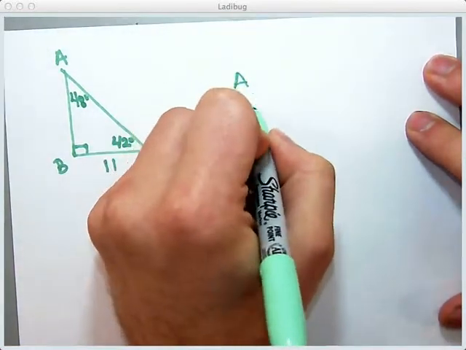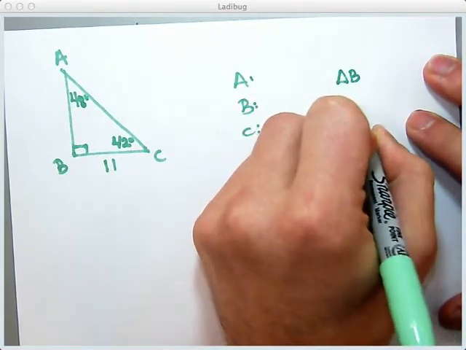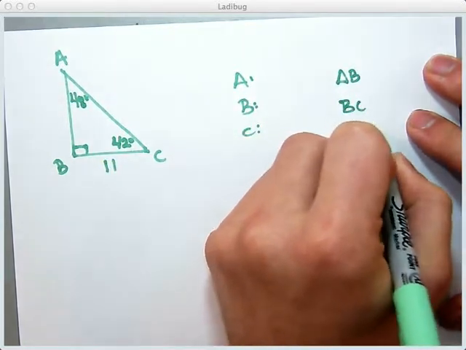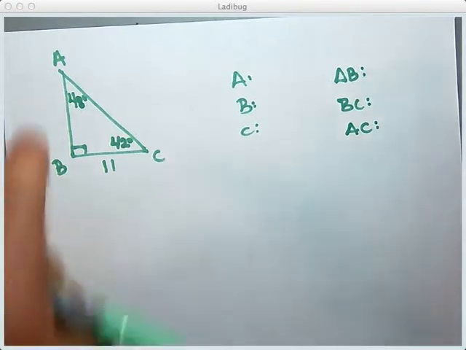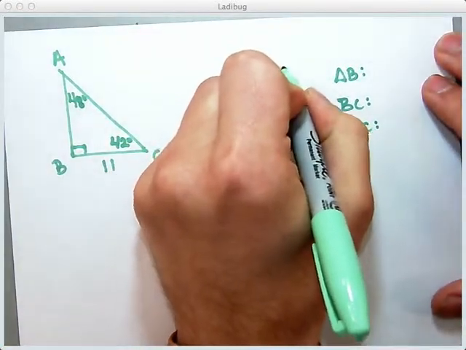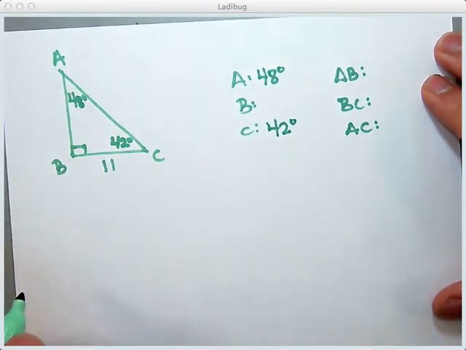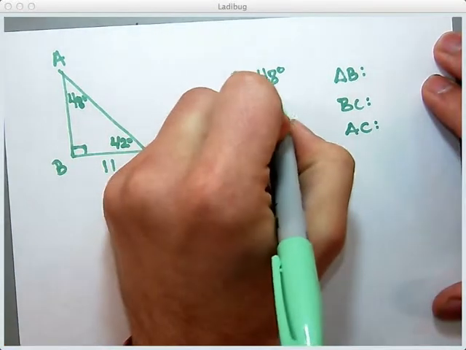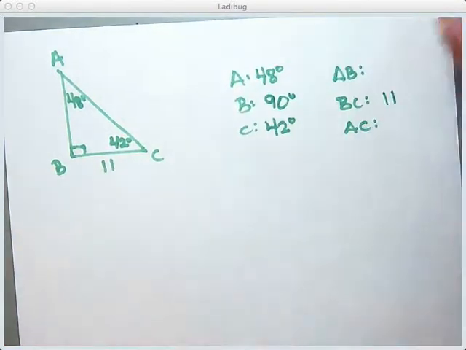I have A, B, and C. I have AB, BC, and AC. That's all the information I'm looking for. And so let's just fill in the things we know. I know angle A is 48 degrees. I know angle C is 42 degrees. And I know angle B is 90 degrees. And I know BC is 11. Okay, so I gave you a little bit more information there than I did last time, but who's counting?